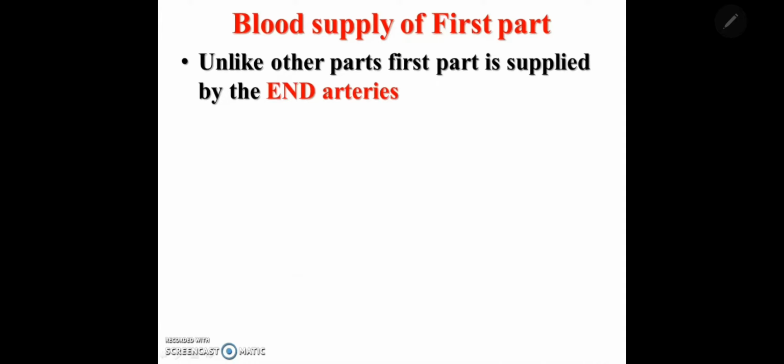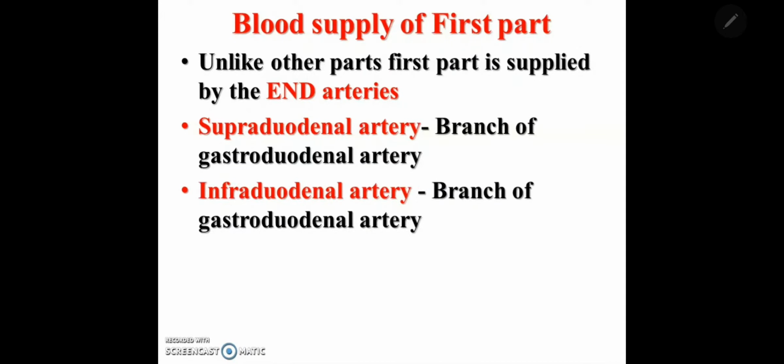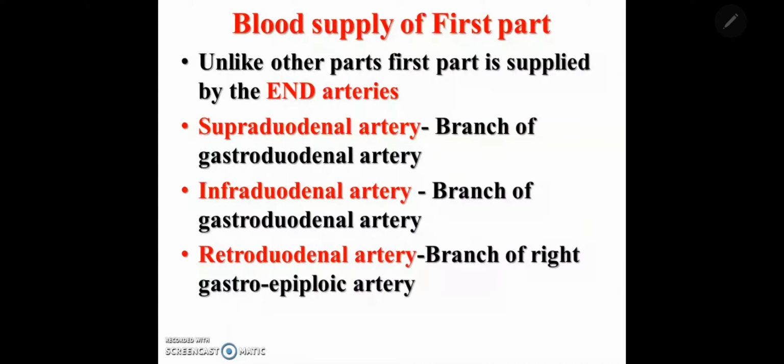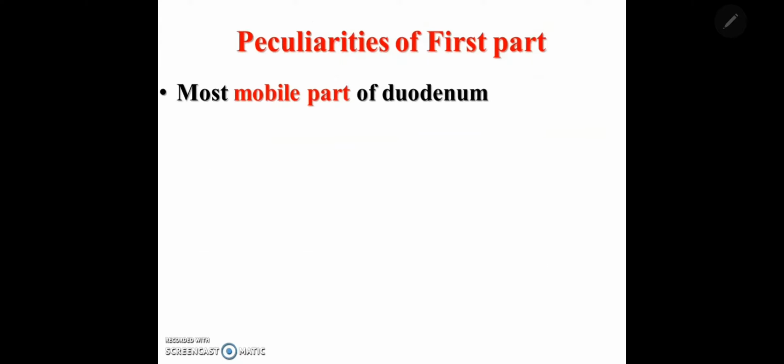And coming to the blood supply of the first part, unlike the other parts of the duodenum, the first part is supplied by end arteries. That means it is more prone to necrosis resulting in ulcers. It is supplied by three arteries: supraduodenal and infraduodenal, branches of the gastroduodenal artery, and retroduodenal, which is a branch of the right gastroepiploic artery. And the right gastroepiploic artery is a branch of the gastroduodenal, which is a branch of the common hepatic, which is a branch of the celiac trunk.